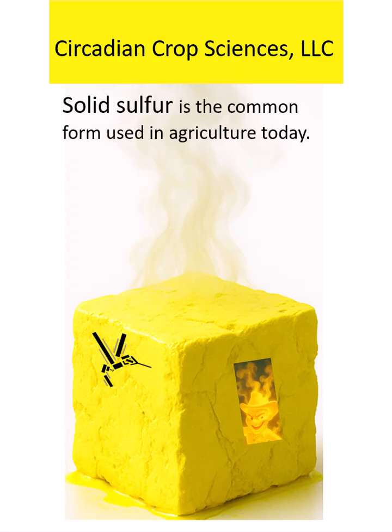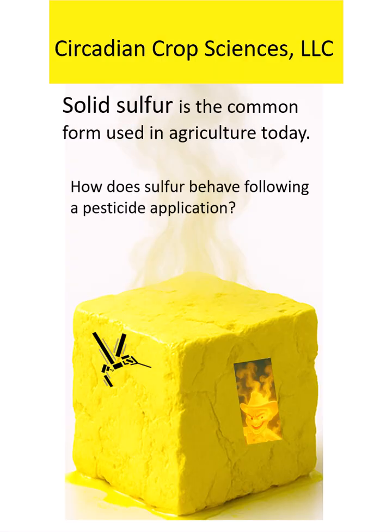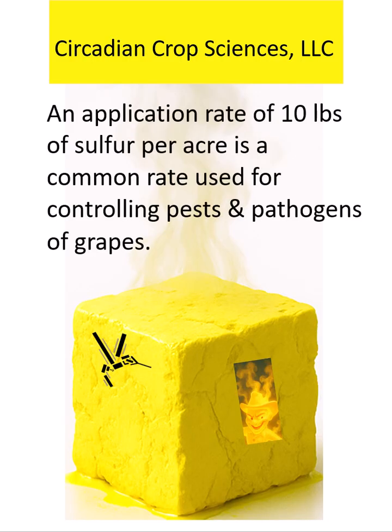Solid sulfur is the common form of sulfur used in agriculture today. How does it behave following a pesticide application? We've already talked about that in the diagram just a little bit, but we're going to learn more. An application rate of 10 pounds of sulfur per acre is a common rate used for controlling pests and pathogens of grapes.